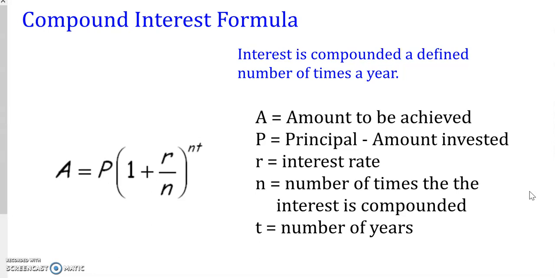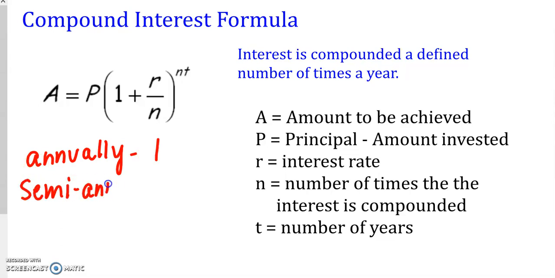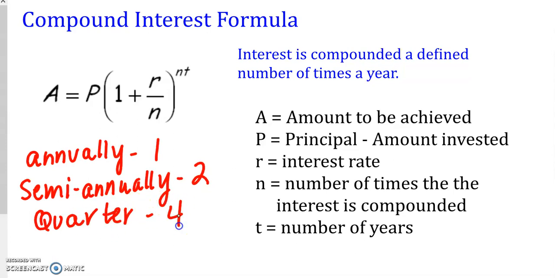And something you probably want to have in your notes if you don't remember: annually is how many times a year? 1. Semi-annually is 2 times a year. Quarterly is 4 times a year. And monthly is 12. Of course, we could have daily, which would be 365, but it's not as common.